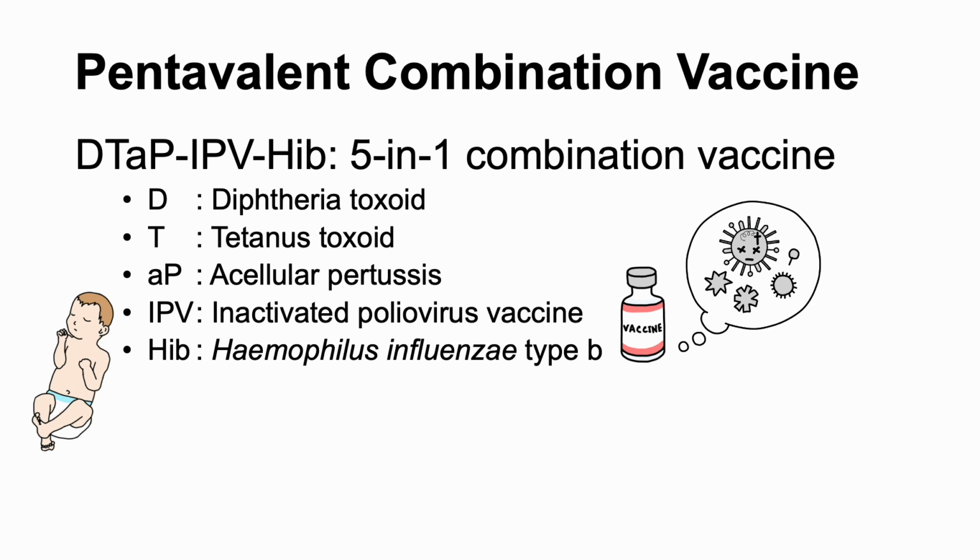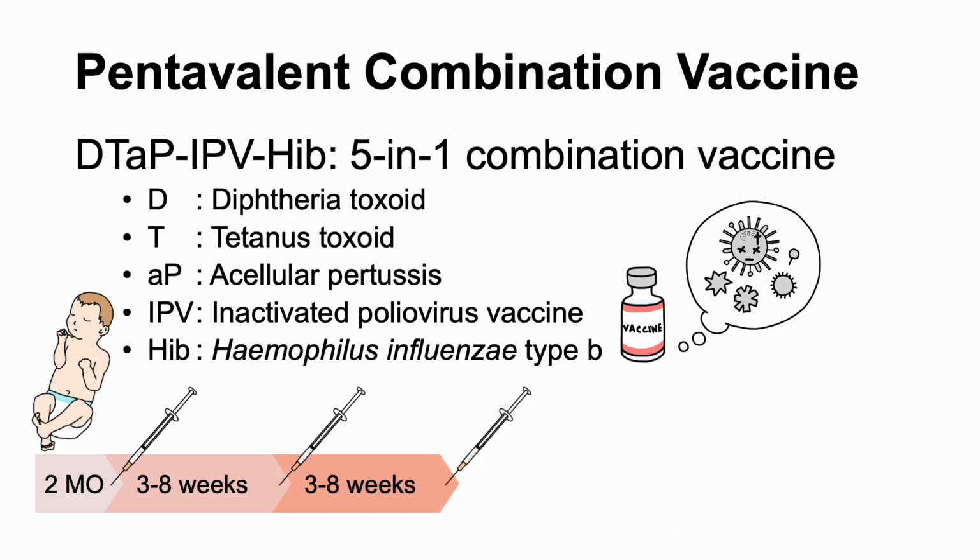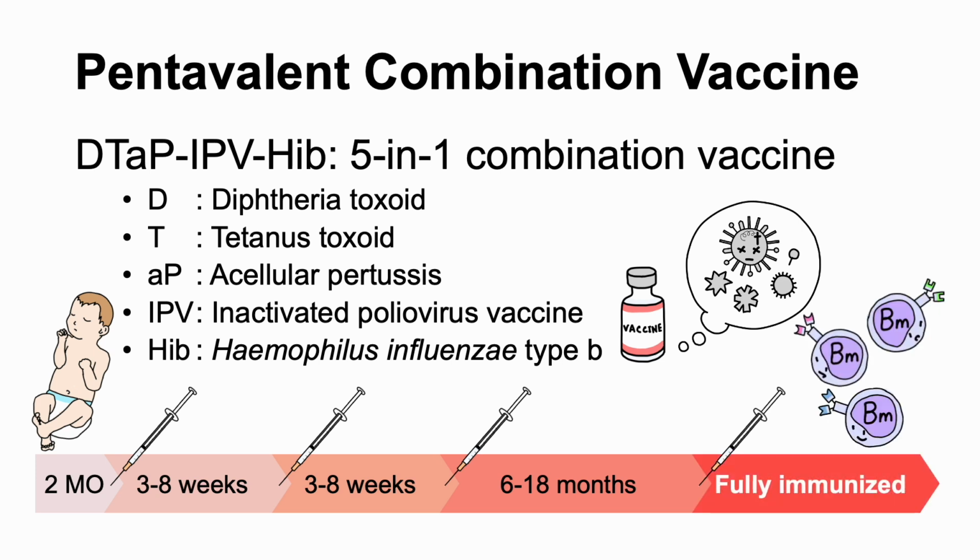Recently, a 5-component combination vaccine has been introduced, including diphtheria and tetanus toxoids, acellular pertussis, inactivated polio, and Hib, a conjugate subunit vaccine. It is given in a 4-dose schedule during infancy. This allows multiple antigens to be given in a single shot, reducing the number of injections and improving vaccination efficiency.